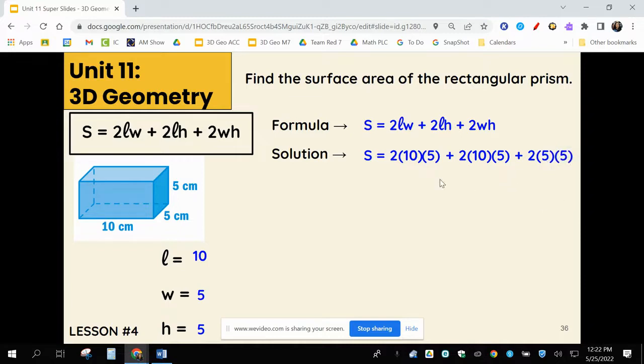All right, remember the next step is to multiply your 3 clusters of numbers to find their products, and then we're going to add them together. So using your calculator, 2 times 10 times 5, you should get 100, plus 2 times 10 times 5, which is also 100, those are the same, plus 2 times 5 times 5. Well, 2 times 5 is 10, times 5 is 50. Okay, and if you add those together, you get 250 centimeters squared.